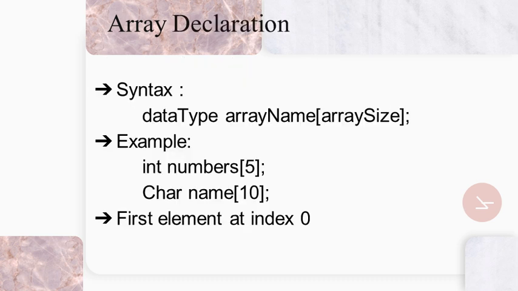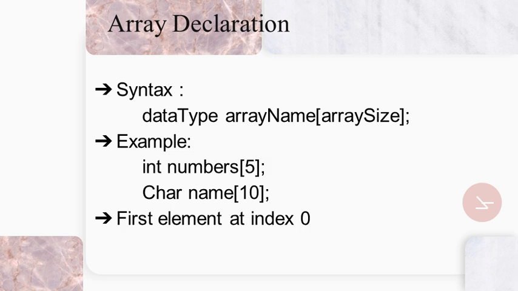An array is a data structure used to store a fixed-size sequential collection of elements of the same data type. This means all elements in an array must be of the same type, like integers, characters, or floating point numbers. Here is the syntax to declare an array: data type followed by the array name, and within the square brackets you mention the array size.